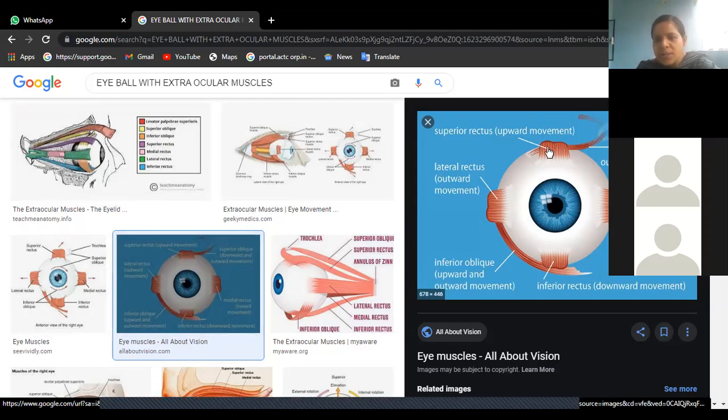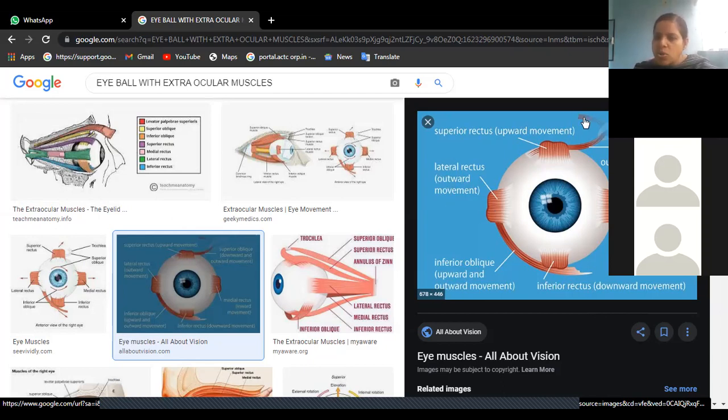Once you know this, see superior rectus, what does it do? It is actually helping in elevation of the upper eyelid, and to move the eyeball upwards. Upward movement is superior rectus, downward movement is inferior rectus, inward movement, when you move your eyeball towards the medial side, is medial rectus, and outward movement is brought about by lateral rectus.